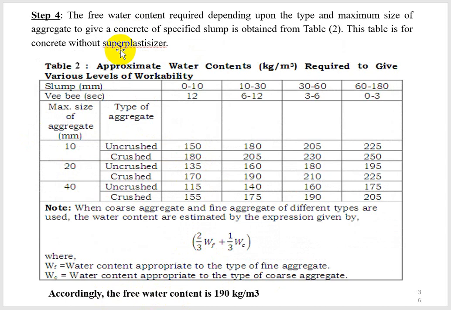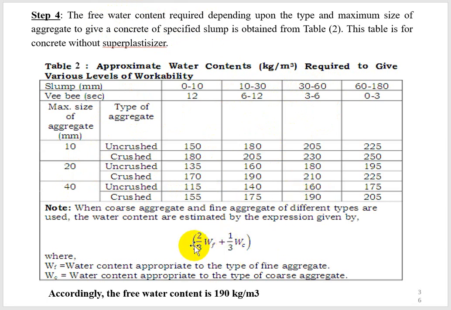So once we have that, then we could have step number 4 and get the free water content. All the information we need to get this amount of water is provided. We have the slump 30 to 60. We have the aggregate size 40. We have the type of aggregate, which is crushed in that case. And so it corresponds to 190.